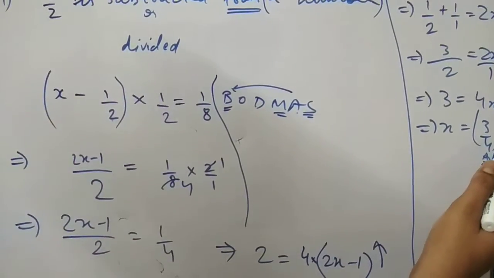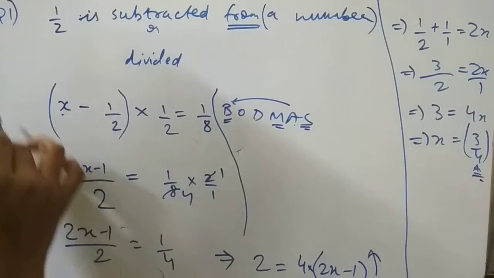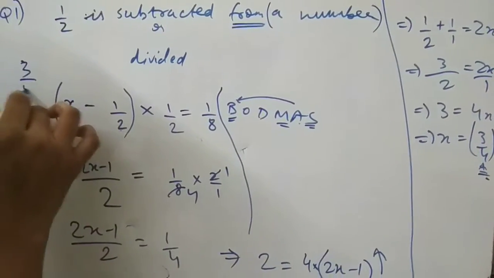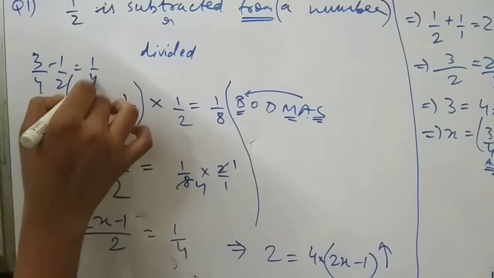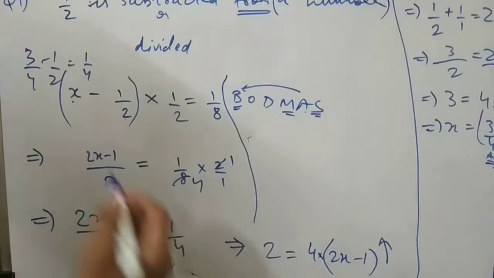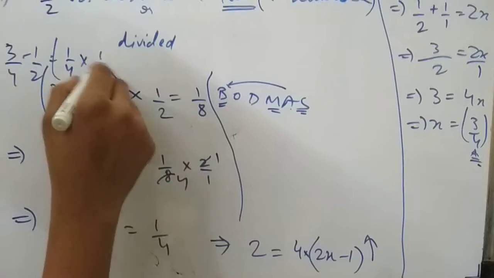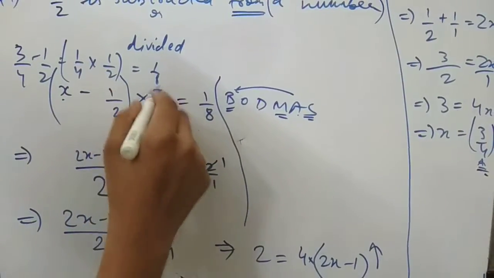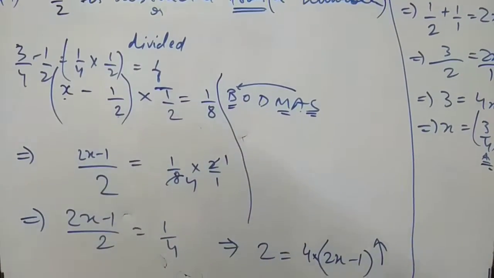So now let's cross check. 3 by 4. Now let's put 3 by 4 minus 1 by 2. 3 by 4 minus 1 by 2 equal to what? 1 by 4. I'm skipping the procedure just to cross check. Now 1 by 4 is multiplied by 1 by 2. What is the answer? 1 by 8. Yes, cross check. That means our answer is correct.